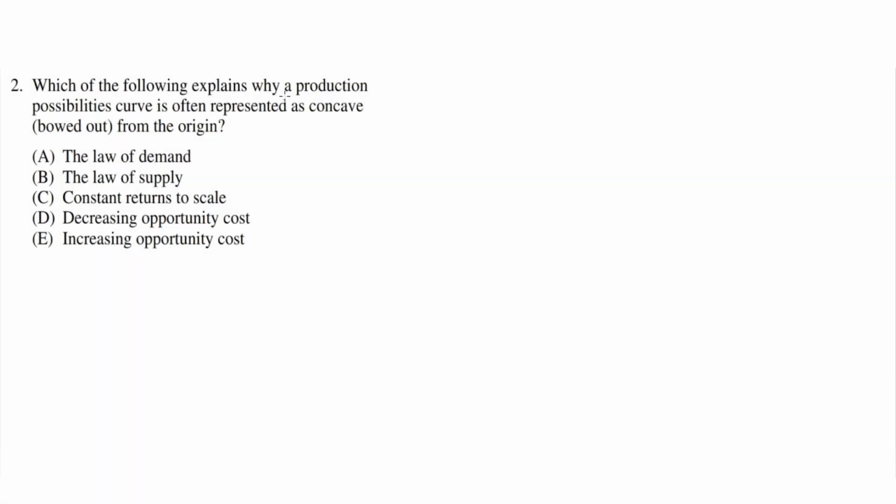Which of the following explains why a production possibilities curve is often represented as concave, bowed out from the origin? So in this question, we're asked to explain why a production possibilities curve is depicted as concave out or bowed out from the origin. So let's draw a production possibilities curve.